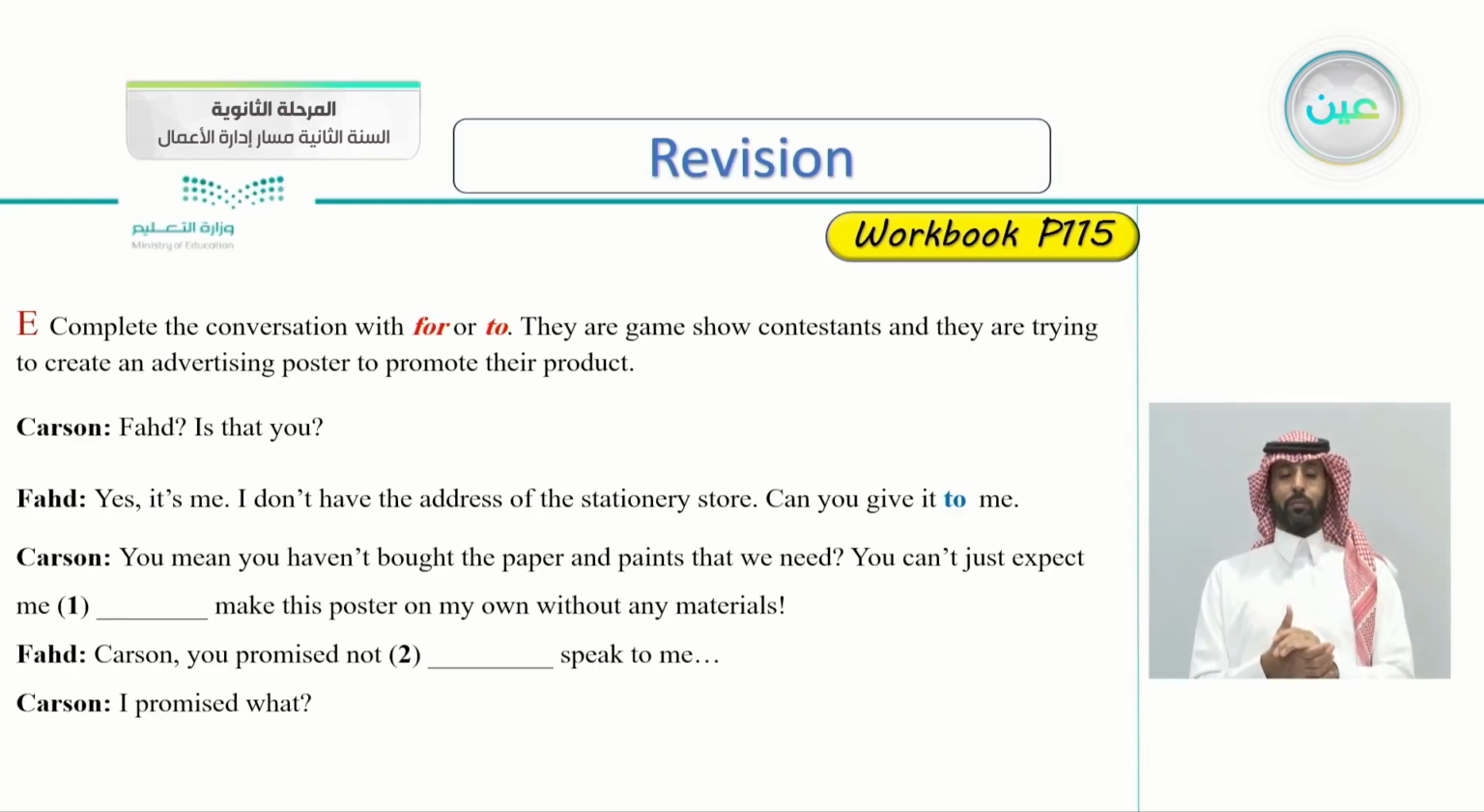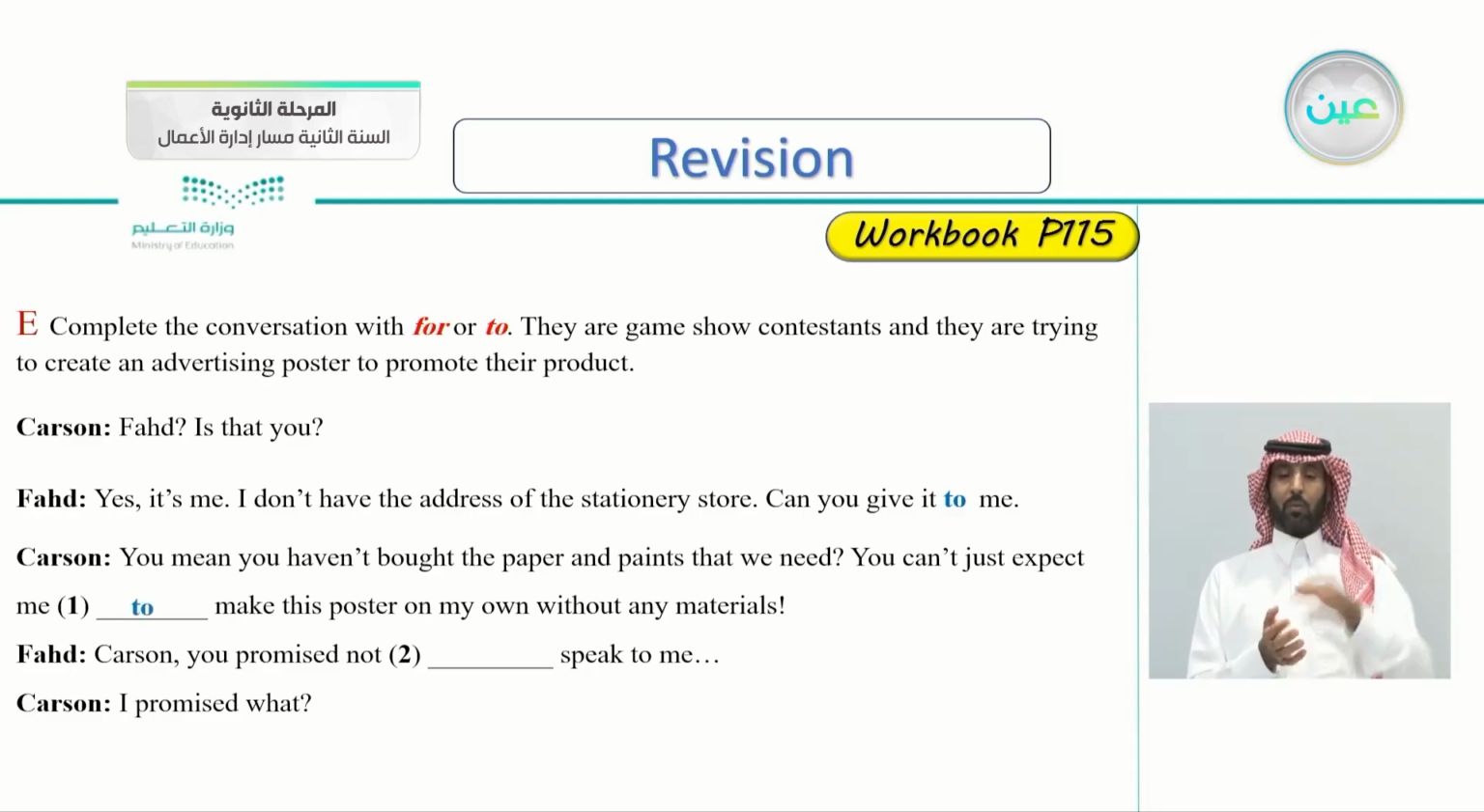Carson, Fahad, is that you? Fahad, yes, it's me. I don't have the address of the stationery store. Can you give it to me? So the first one is already done. Carson, you mean you haven't bought the paper and paints that we need? You can't just expect me to make this poster on my own without any materials. Number 1 here. Is it to make or for make? Yes, to make this poster on my own.